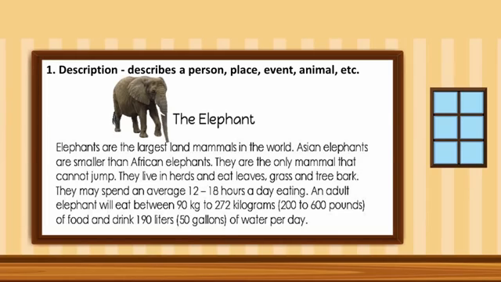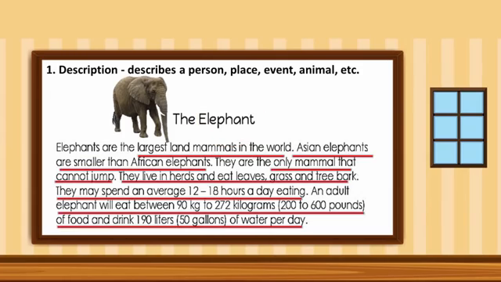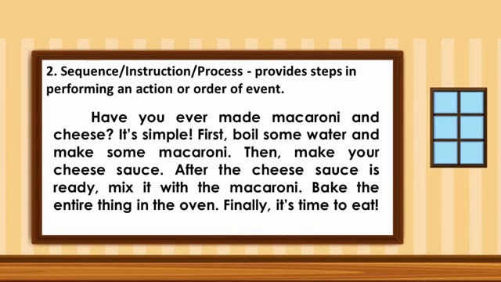What is being described in the text? Yes, it's the elephant. This text shows or gives the description about the elephant. The second structure is sequence, instruction, or process. Provides steps in performing an action or order of event.